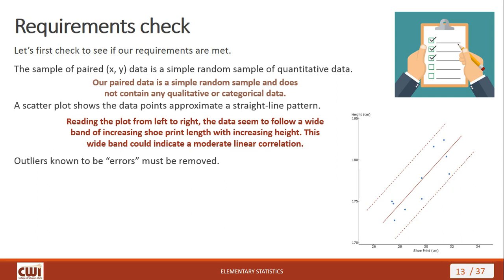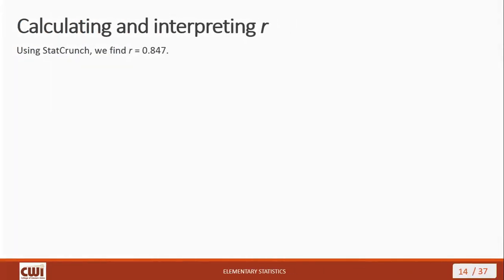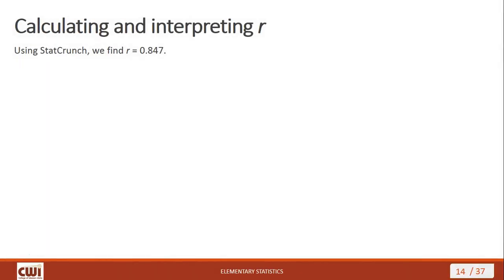Outliers known to be quote-unquote errors must be removed. So here we see that all of our data is within those bands that we saw earlier when we were evaluating the scatter plot. So there's no real outliers here. Everything is more or less together. So now we've seen that we have our requirements met. Let's go ahead and calculate and interpret the value of R.